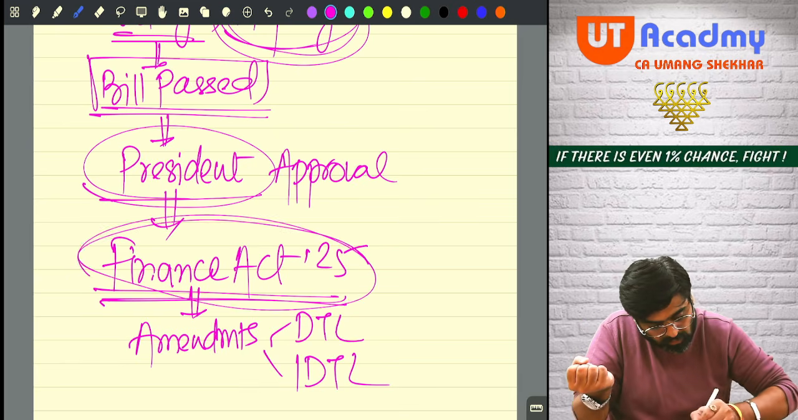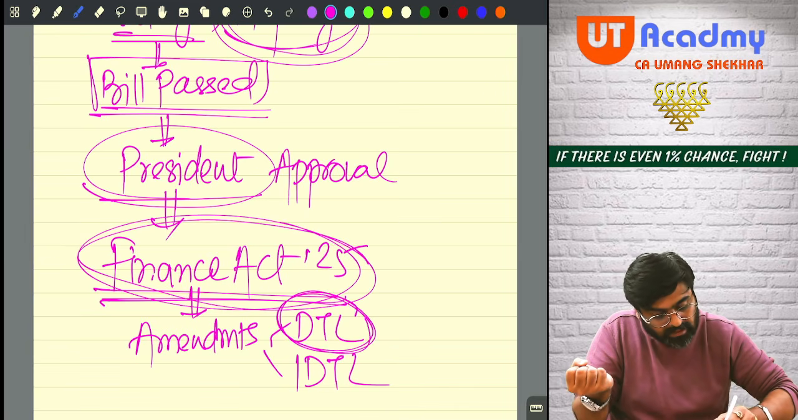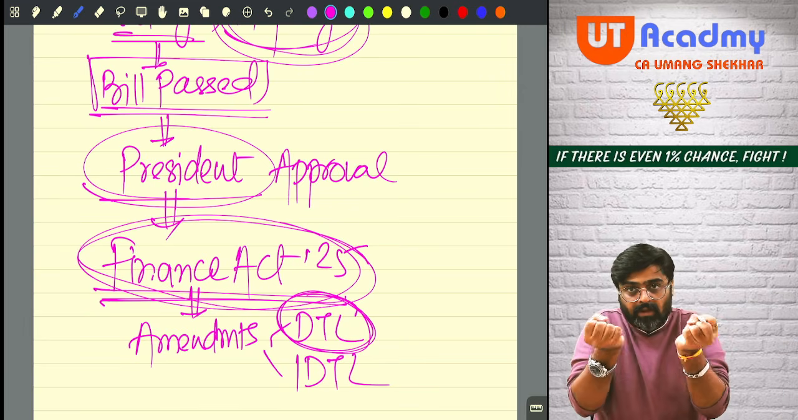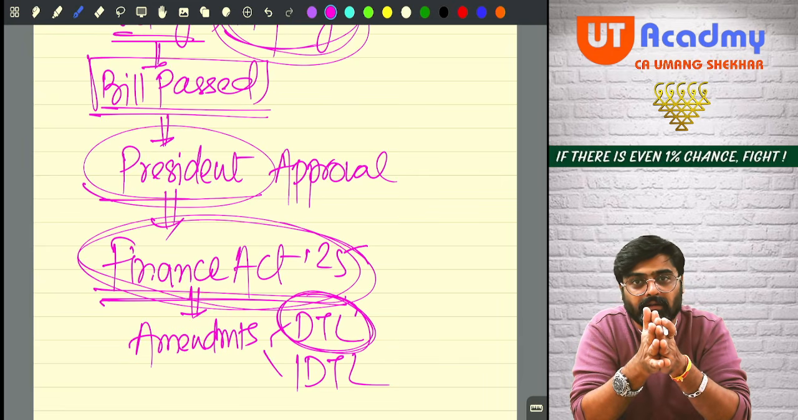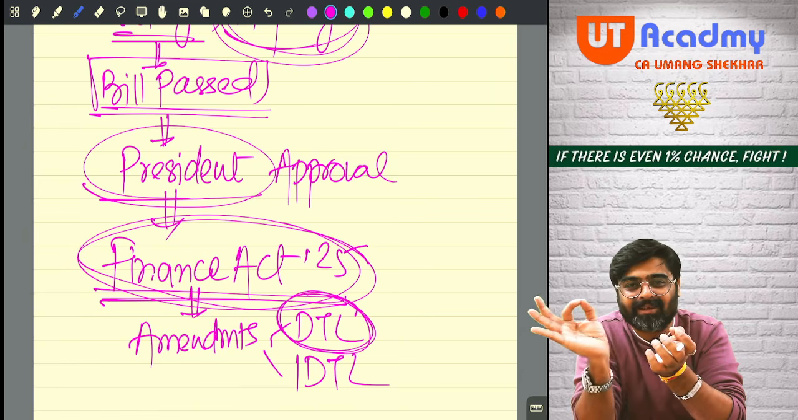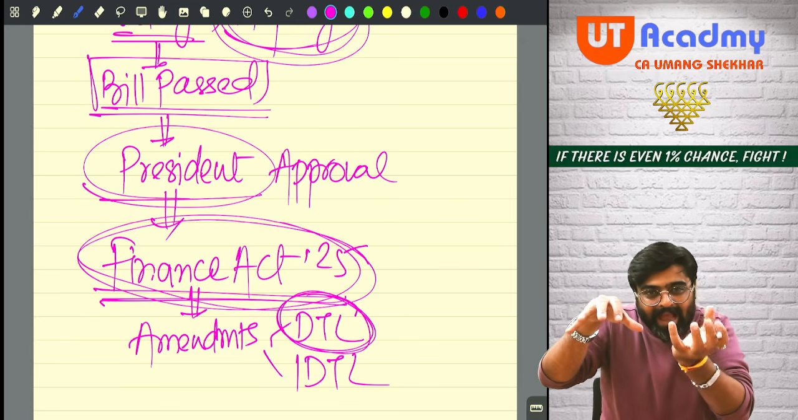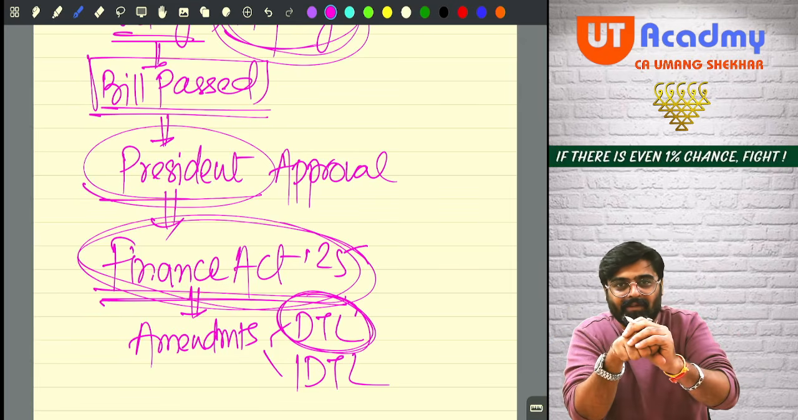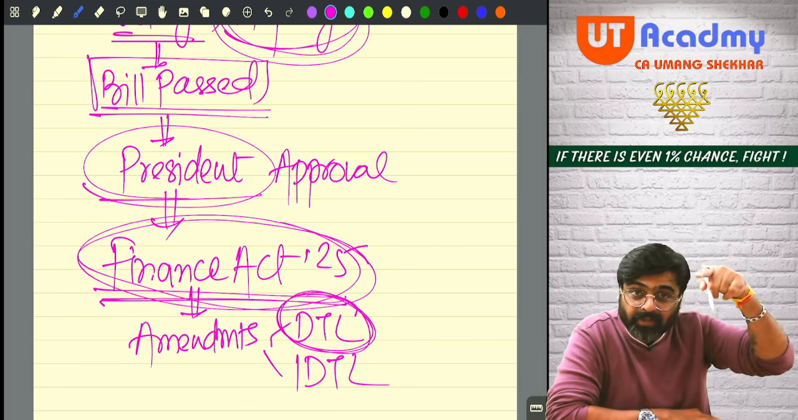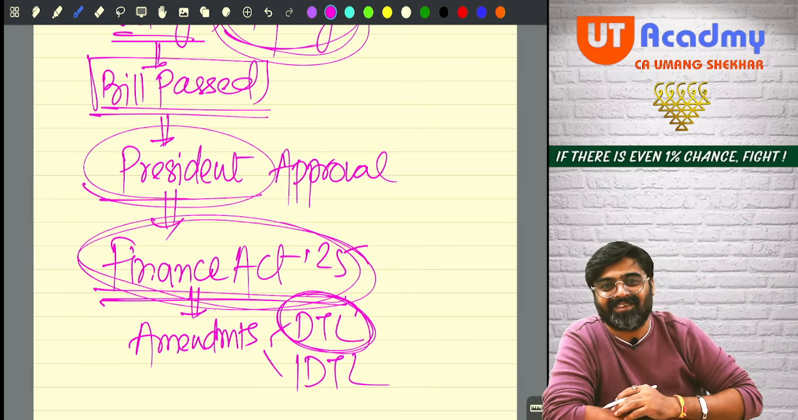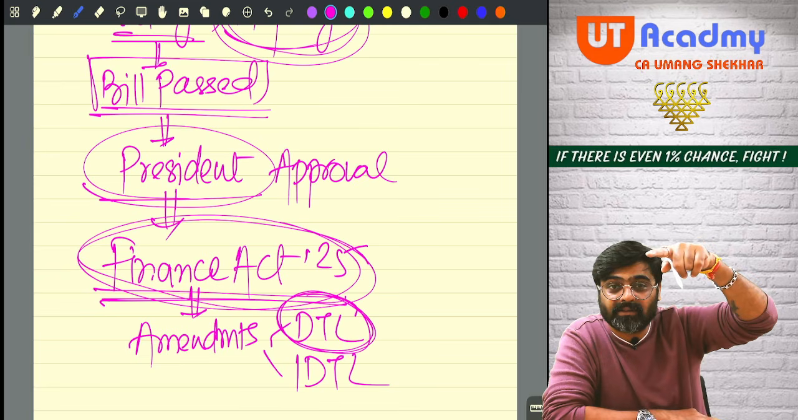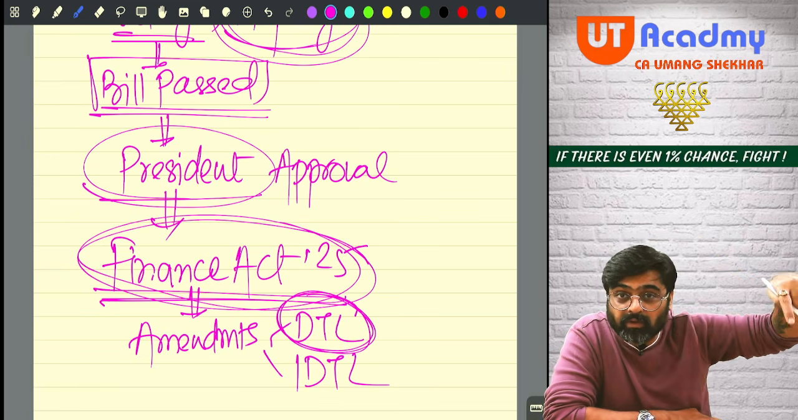From this Finance Act 2025, whatever the changes in the Income Tax Act are there, I will bring these changes from Finance Act 2025. I will merge these changes in the Income Tax Act. Now I have a new Income Tax Act, Income Tax Act 1961 as amended by Finance Act 25. Now this Income Tax Act will be applicable on the income which the taxpayer will be earning in 25-26. And as per this Income Tax Act, your income will be taxed by the central government, which you will be earning in 25-26.